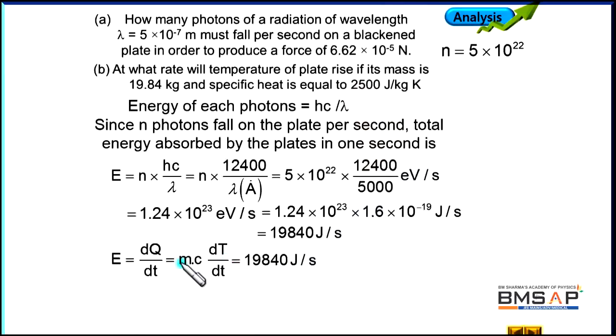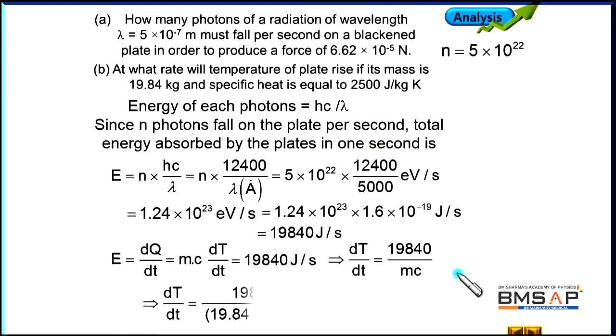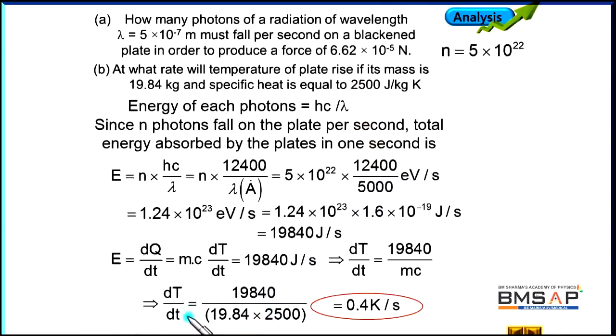right. This is the value of energy absorbed by the plate per second we have calculated. So, let us calculate now this divided by mc, and here m is 19.84 kg and c is given 2500 joule per kg per Kelvin. So, this is the value after substitution, and after calculation we get the value of dT by dt as 0.4 Kelvin per second. This is the rate at which the temperature of the plate will increase. Let us take one more illustration.